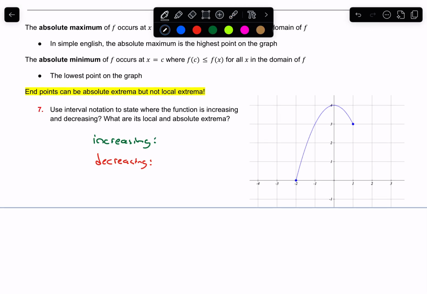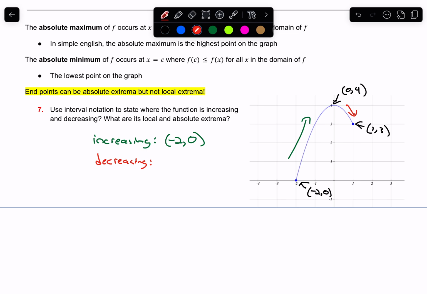Number 7, use interval notation to state where the function is increasing and decreasing. This is increasing from -2 all the way to 0, because the point at the top here is 0, 4, and the point at the bottom is -2, 0. So we start at x equals -2, we go up all the way until we get to x equals 0, and then we go down from that point 0, 4 all the way to this point, which is 1, 3.